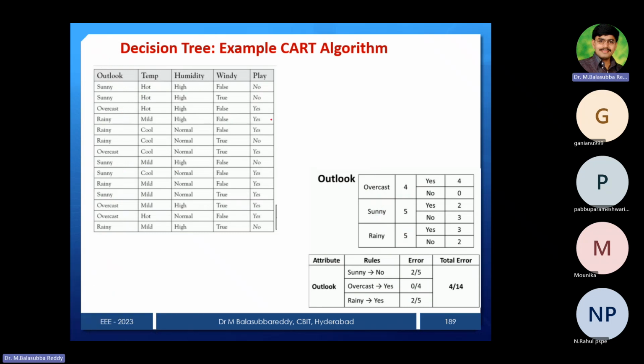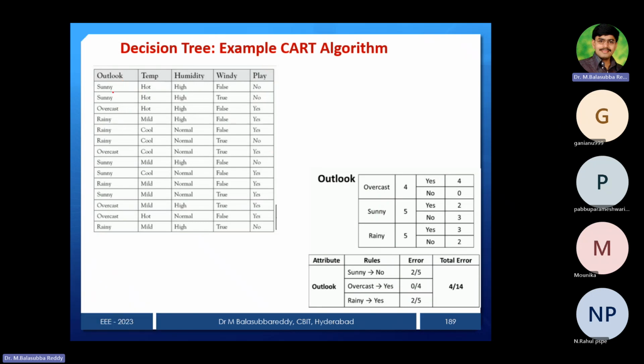Now the question is the probability of play. If Outlook is sunny, what is the probability of playing? No. And similarly, overcast, what is the probability of no and yes? Sunny case, no and yes. Overcast case, no and yes. Rainy case, no and yes. That probability you have to find. Now you can see how many yeses there are. Overcast means yes only. We are looking at the target side.